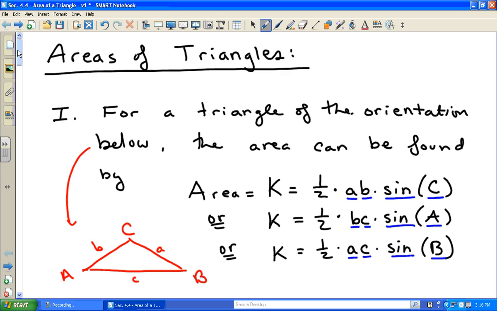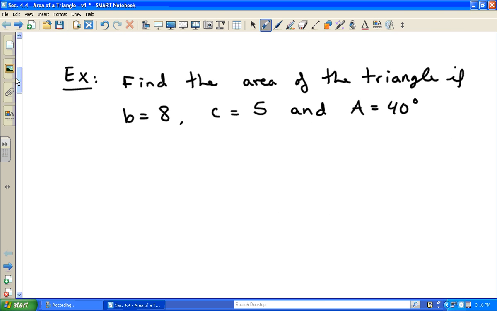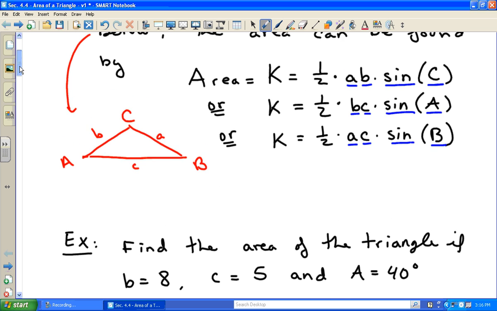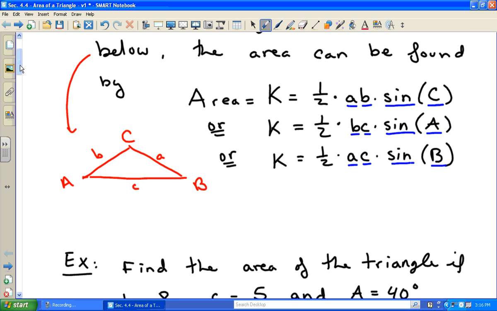Let's see how this formula works. For this particular problem, it says find the area of the triangle if b is equal to 8, c is equal to 5, and A is equal to 40 degrees. You see we have the exact information that we need. We have two sides, and we have an angle that's not connected with one of those sides. Okay, now on here, we want to choose the right formula. The right formula needs to contain the product of b and c on the right-hand side. So we're going to use our middle formula.